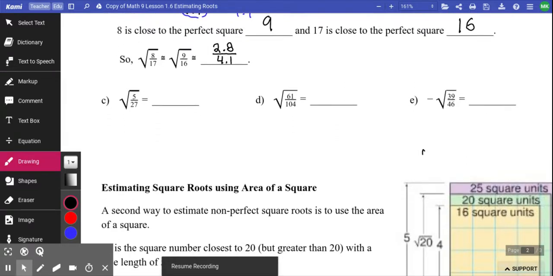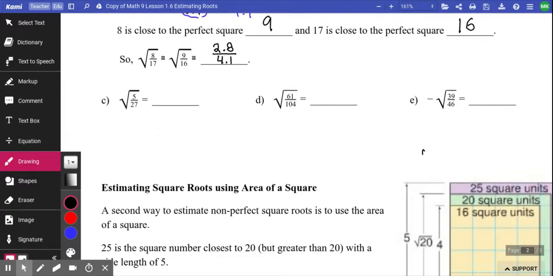Okay, estimating these fractions. Our strategy for estimating fractions is to break it into two estimations. So I'd break this into root 5 divided by root 27. Who wants to offer something for root 5? 2.1 seems wonderful to me, right? The reason I chose 2.1 is because it's slightly bigger than 2, right? 5 is a little bit more than 4. So therefore, the square root of 5 should be a little bit more than the square root of 4. So 2.1. The square root of 27.